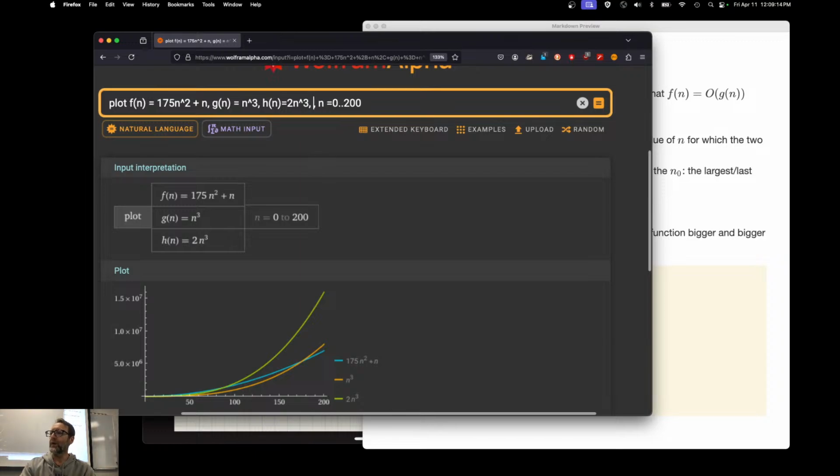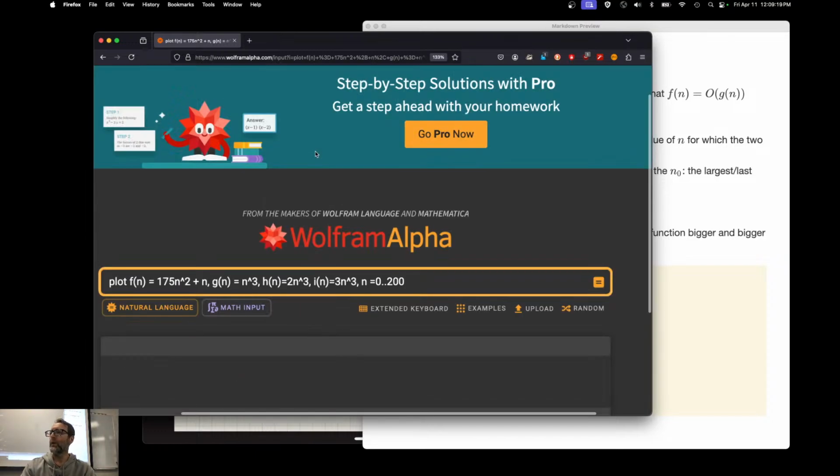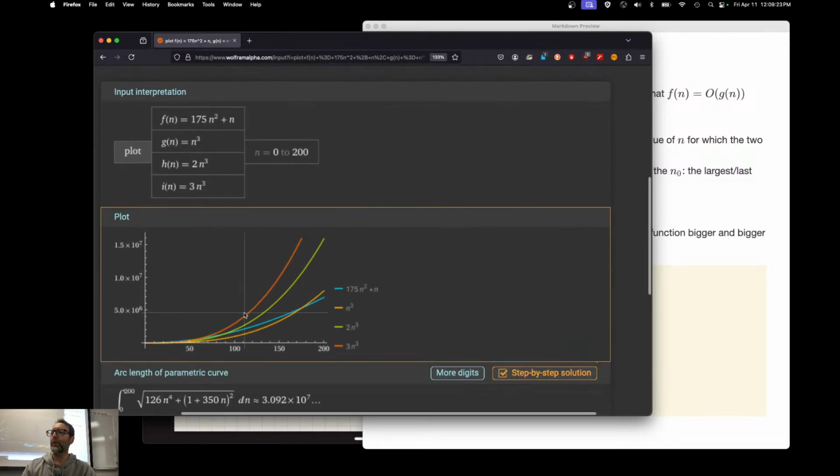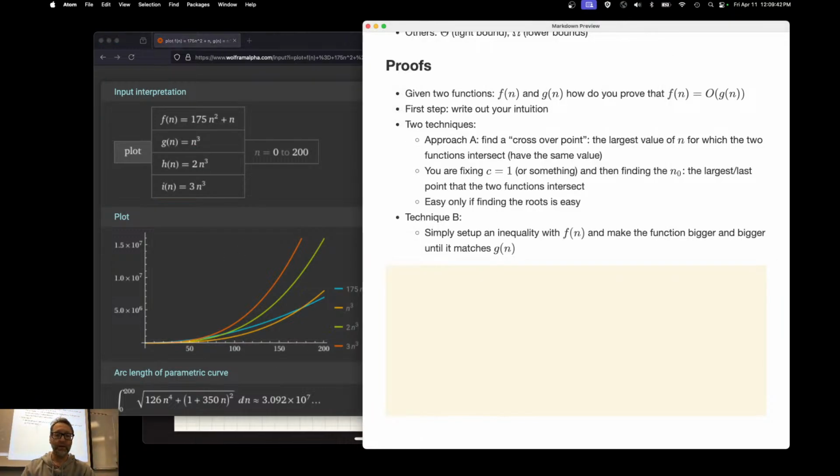What if h i of n is equal to 3n cubed? There, I've moved it back even further. Whereas once it was over here at 175, now it's down over here less than 100. Now it's somewhere over here probably. I don't know where it is. But my goal here is to push it all the way back to 0. So that my n naught is 0. That's essentially what I'm doing here, right?